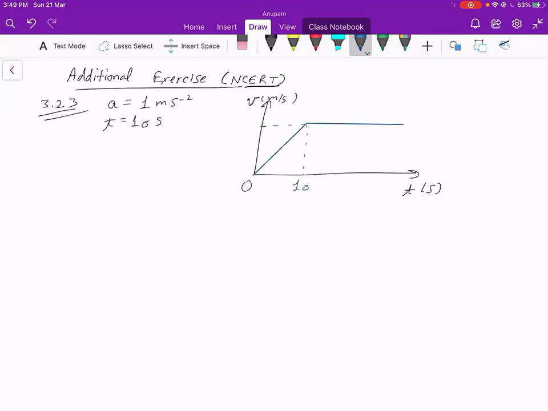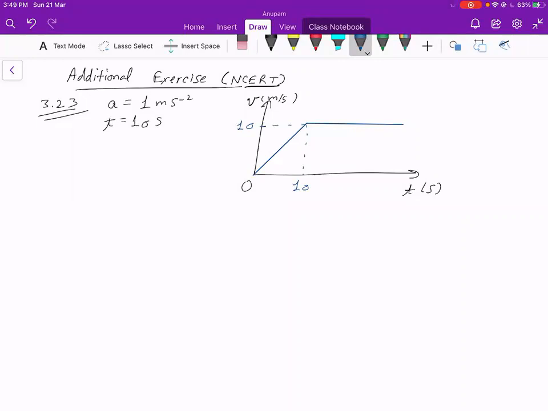You can calculate it. Is it 10 meters per second? That is correct. How do you reach there? 1 equals (v minus 0) by 10. Yes. Or v equal to u plus at.